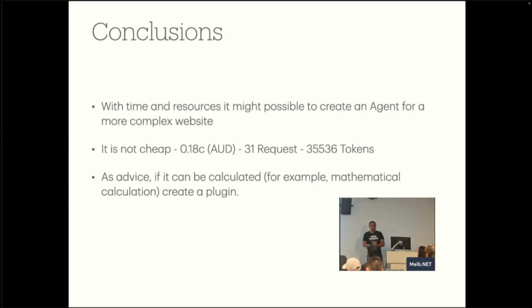The other thing is that it's not cheap. I did this test in the morning, and just that last run cost 18 cents, with 31 requests and 5,536 tokens. And on the whole project, I spent like $7 on requests. So even though it's OpenAI and everything, it's not that cheap.